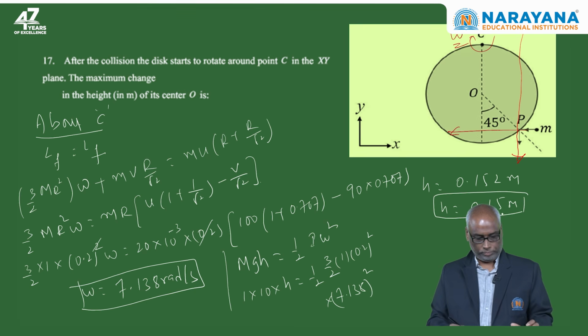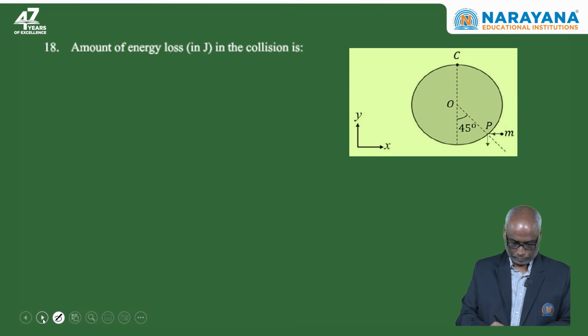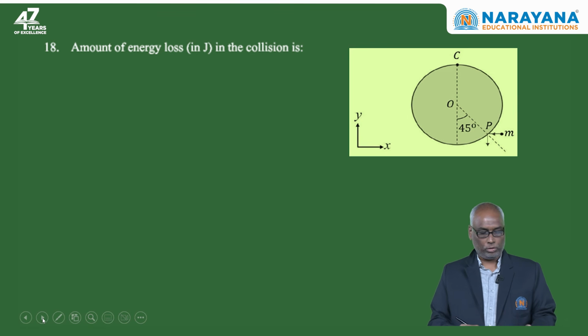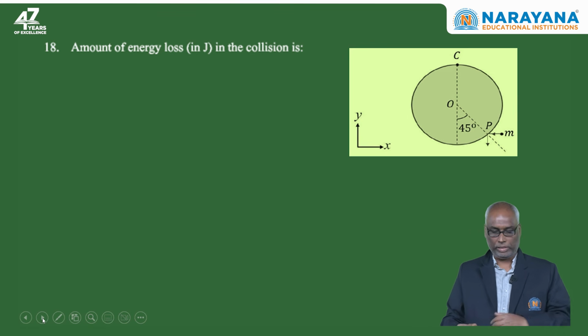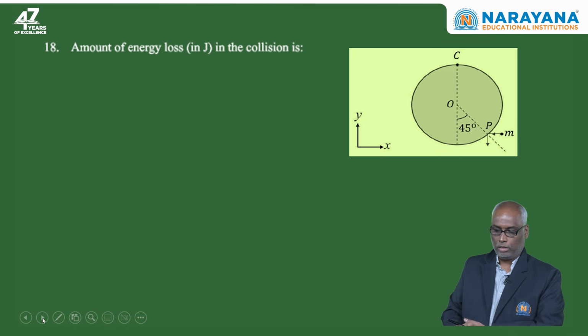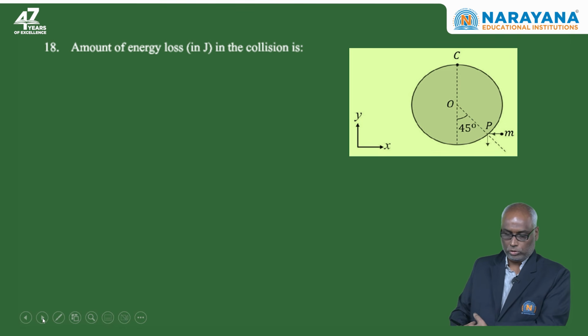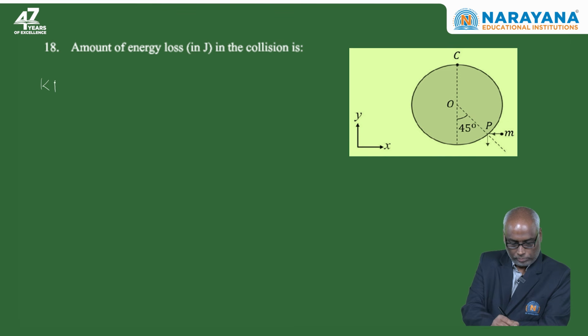The next question. The amount of energy loss in joules is. So here, how much energy is lost? If you want to find out the loss in energy, it should be equal to the total initial kinetic energy minus the final kinetic energy. So loss in energy is equal to total initial energy minus final energy.